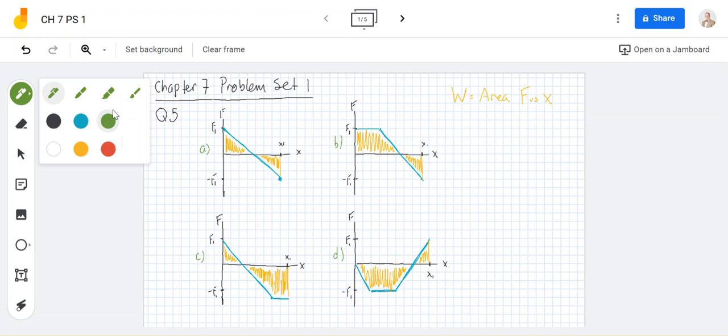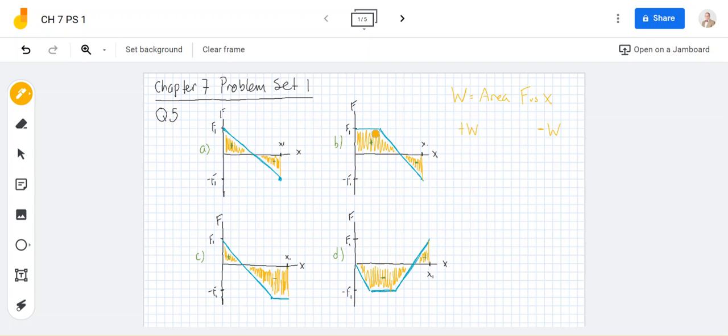We'll notice that this area is positive and this area here is negative. Same thing at this one here. This little area is positive, this one is negative. This one's positive and this one's negative, and this is negative and this is positive. So it says rank them from most positive work to most negative work. Okay, so let's do that. So we have most positive, and here most negative.